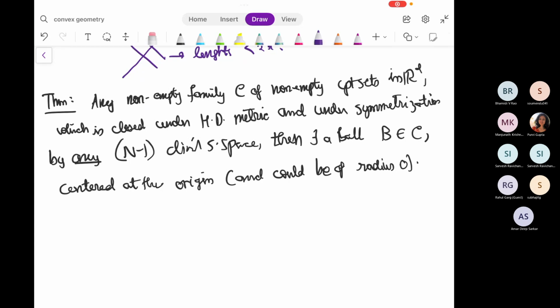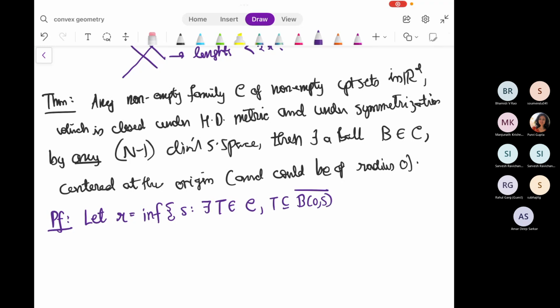And the proof is the following. It's a proof by contradiction. So how does it work? It works as follows. You create the quantity R, which is the infimum of S such that there is some element of C which lies in the ball of radius S around 0, right? So you consider all sets which definitely lie inside a ball of radius S.